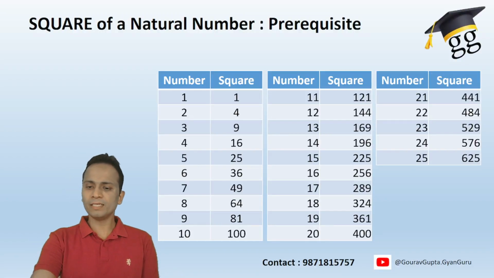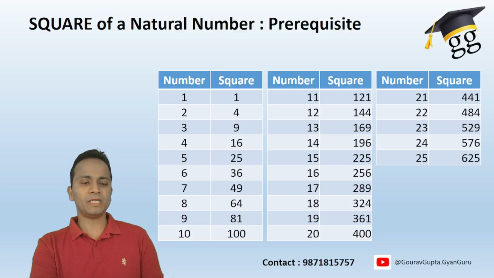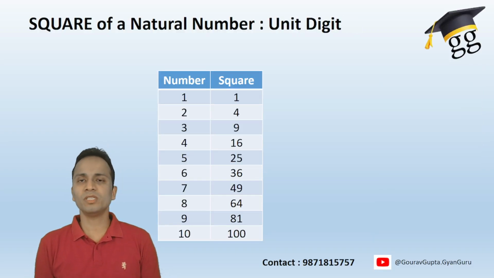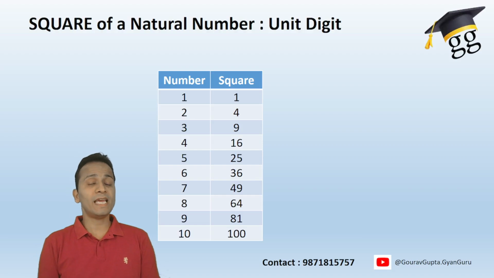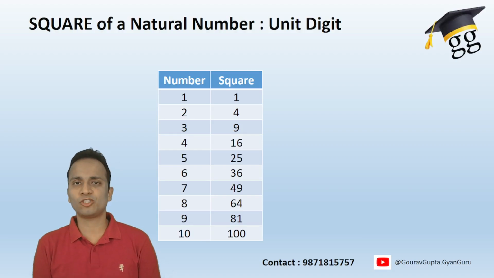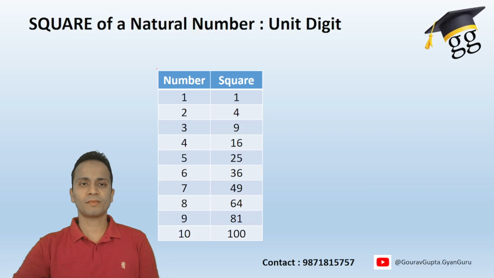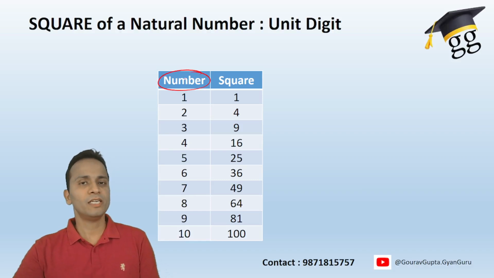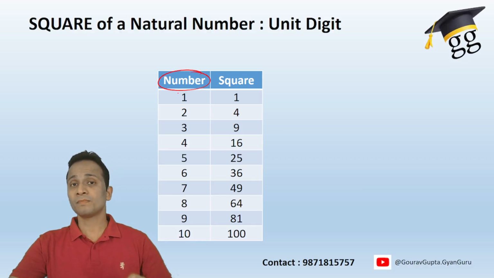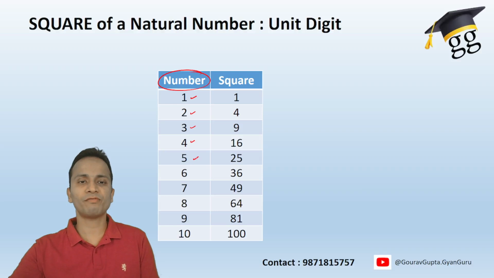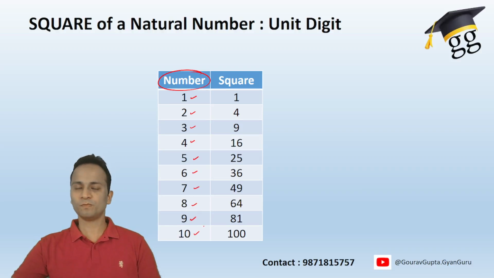Okay. Now, let's talk about the properties related to them. So I'll start with properties related to the unit digit of the square of any natural number. Okay. Now, if I'm talking about a natural number, so look at this part. If I'm talking about a natural number, any natural number will either end with 1 or 2, 3, 4, 5, 6, 7, 8, 9 or 0.